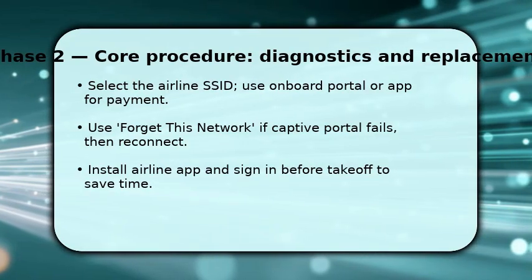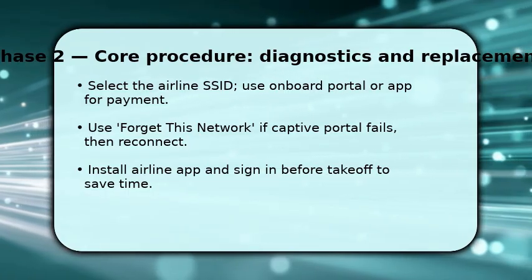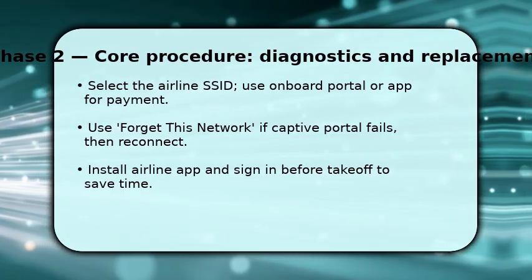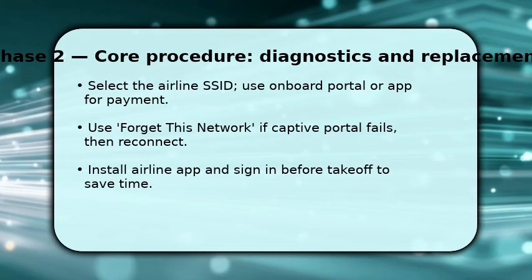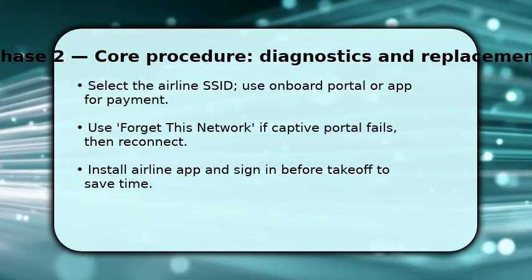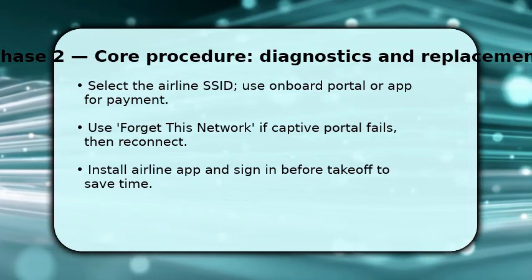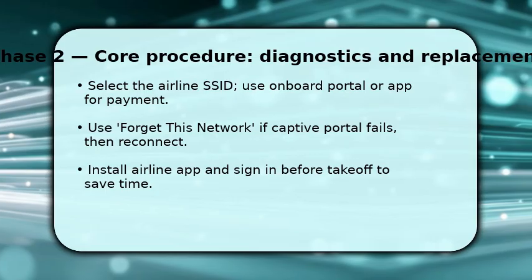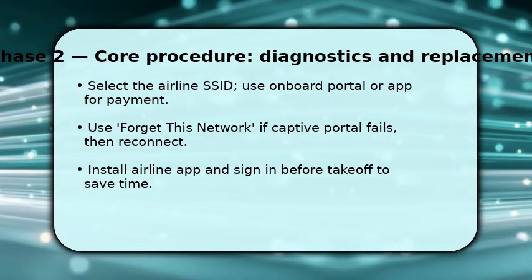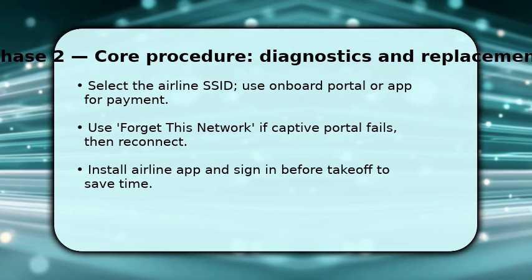Next, you connect and authenticate. Choose the airline SSID and wait for the captive portal to load. If a login page doesn't appear, force it by opening a browser to any non-HTTPS page, or use the airline app to sign in. Apps often bypass portal issues. If the portal fails, forget the network and try again. That clears cached settings. Make sure your payment method and account credentials are ready so you won't fumble with input mid-flight.